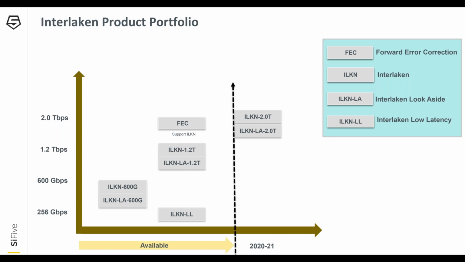Finally, I'd like to highlight our Interlaken IP portfolio. We have Interlaken up to 1.0 terabit per second available today, including the Interlaken look-aside functionality. We also offer forward error correction modules that customers can opt for with a 56 gig PAM4 based SerDes or higher. We just introduced Interlaken-Low Latency for AI and high performance computing applications. Interlaken up to 2 terabit per second is also on our roadmap.